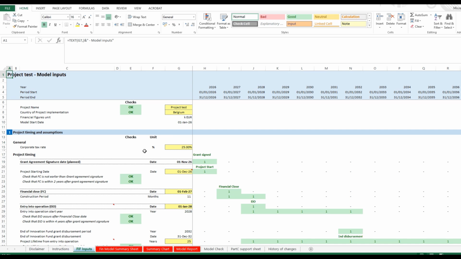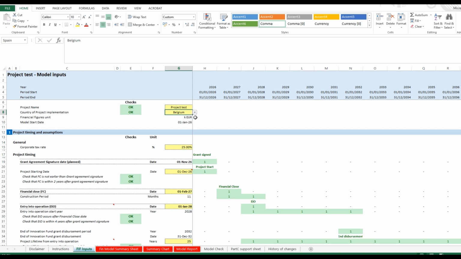At the top of the sheet, enter the project name and select its country of implementation. The model start date corresponds to the first projected day in the template and is fixed at the 1st of January, 2026. This cannot be modified. Projections for revenues, costs and cash flows are expressed in thousands of euros. This unit is fixed and cannot be changed.